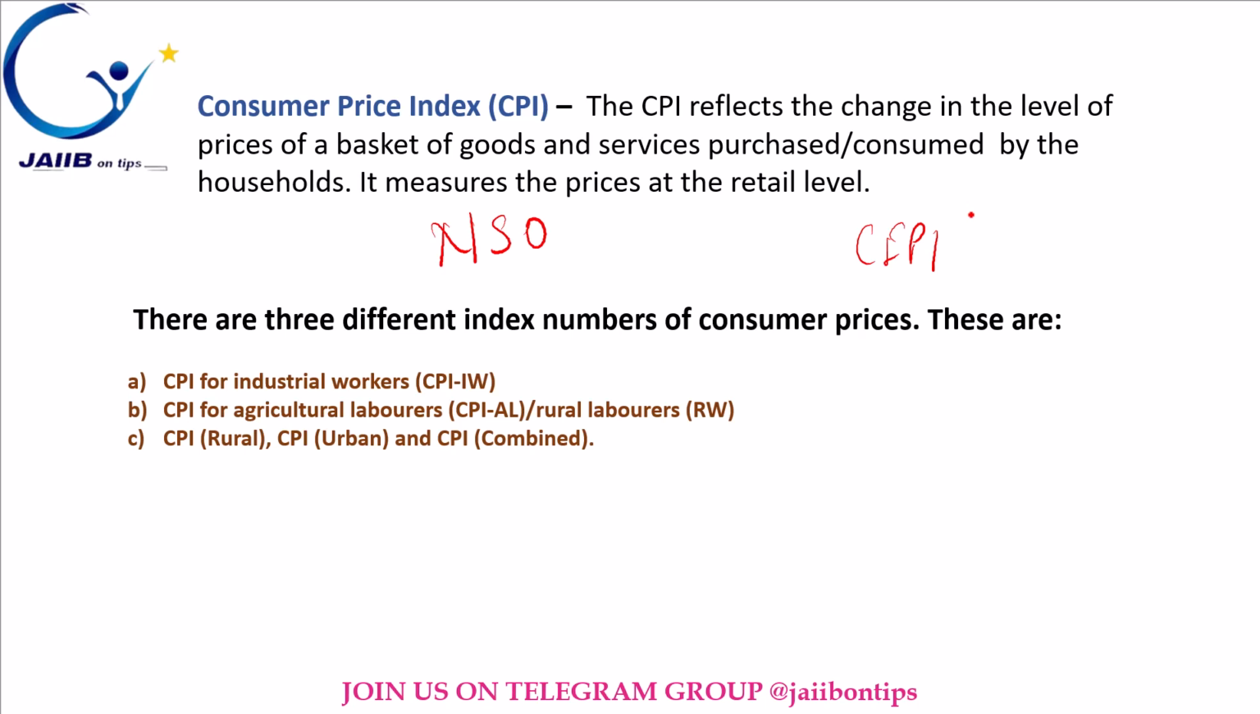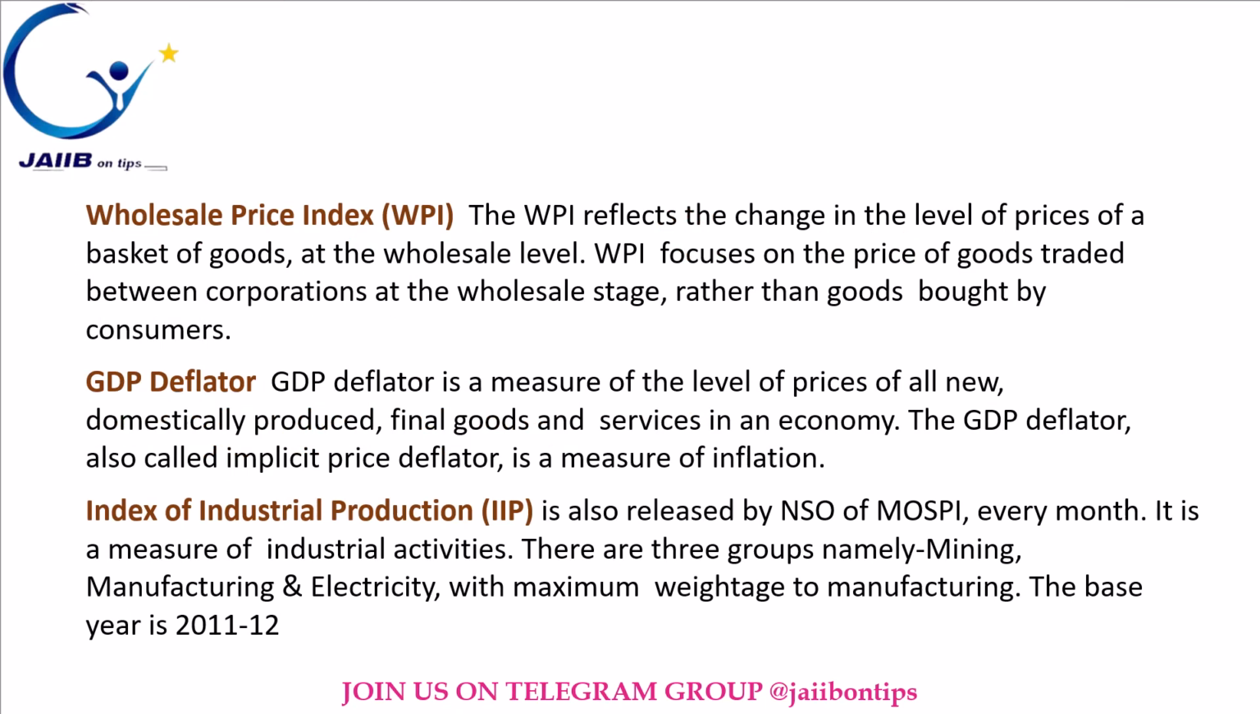There are three different index numbers of consumer prices. These are CPI for industrial workers, CPI for agricultural laborers or rural laborers, CPI rural, CPI urban and CPI combined. Second one is Wholesale Price Index.